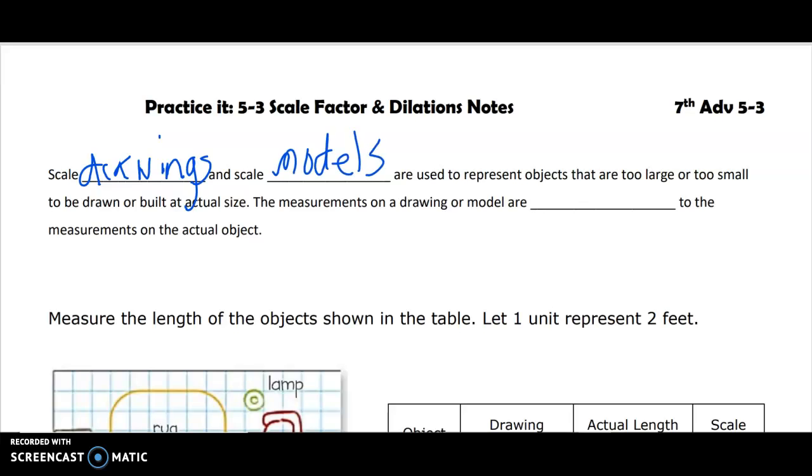Scale drawings are what architects use to do a blueprint of a building, and models are used to replicate something that they're going to do later. They're used to represent objects that are too large or too small to be drawn or built in actual size. The measurements on a drawing or model are proportional to the measurements on the actual object.